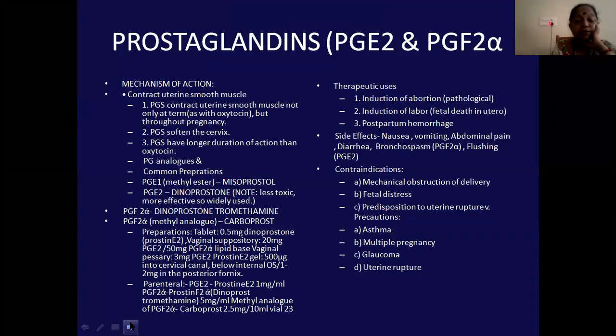I have given one chart at the end of these prostaglandins like PGE1, PGE2 and PGF2 alpha. PGE1 is misoprostol and PGE2 is dinoprostone. We use dinoprostone for cervical softening; it acts on the cervix, softens it, and has a longer duration of action. You should remember the contraindications of these prostaglandins: they should not be used in glaucoma, and since they can lead to tetanic contraction, fetal distress is another contraindication.